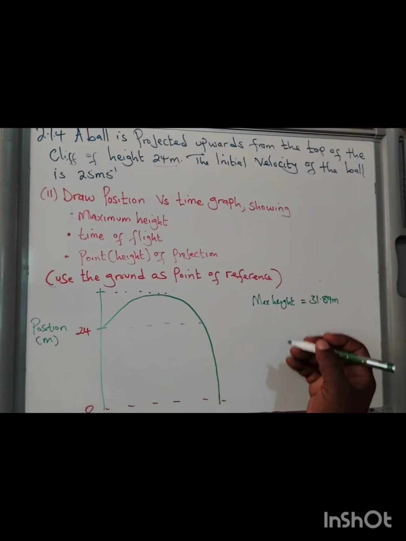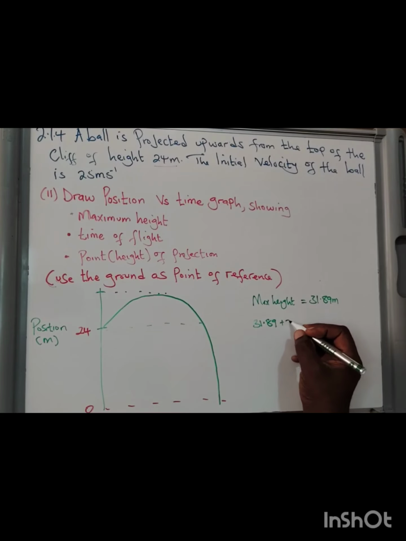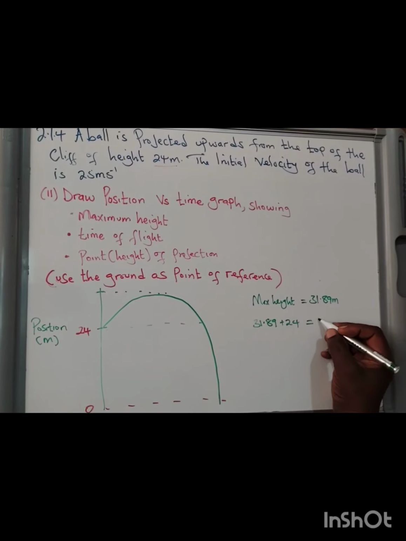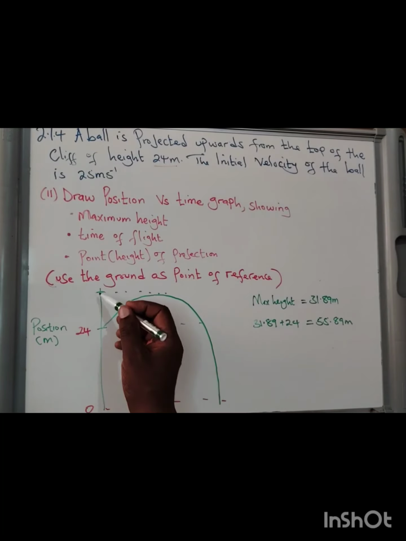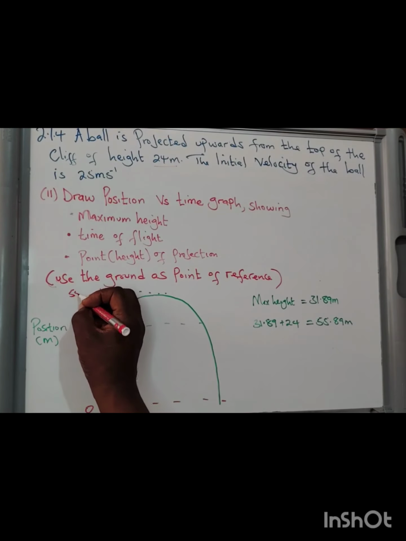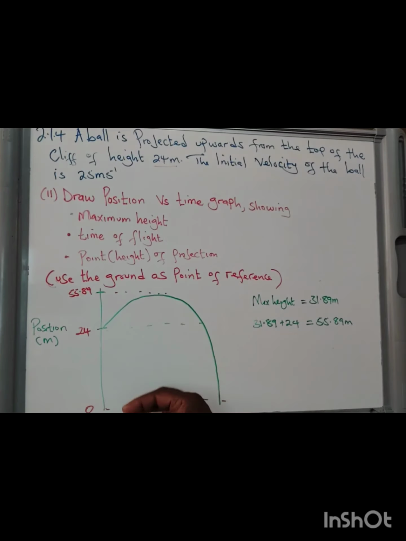Okay, to get that point, this is what we do. We say 31.89 plus 24. Let's see what we get out of that. So we get 55.89 meters. So in other words, the point indicated there at the tip of the graph is 55.89. You have to remember that whatever is indicated here is in meters.